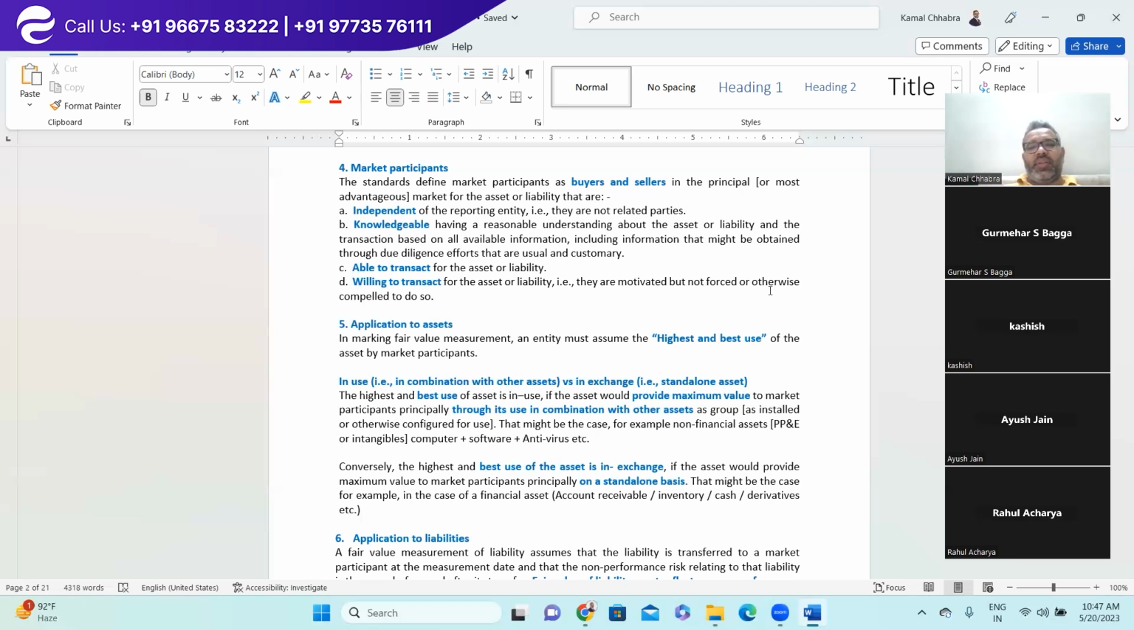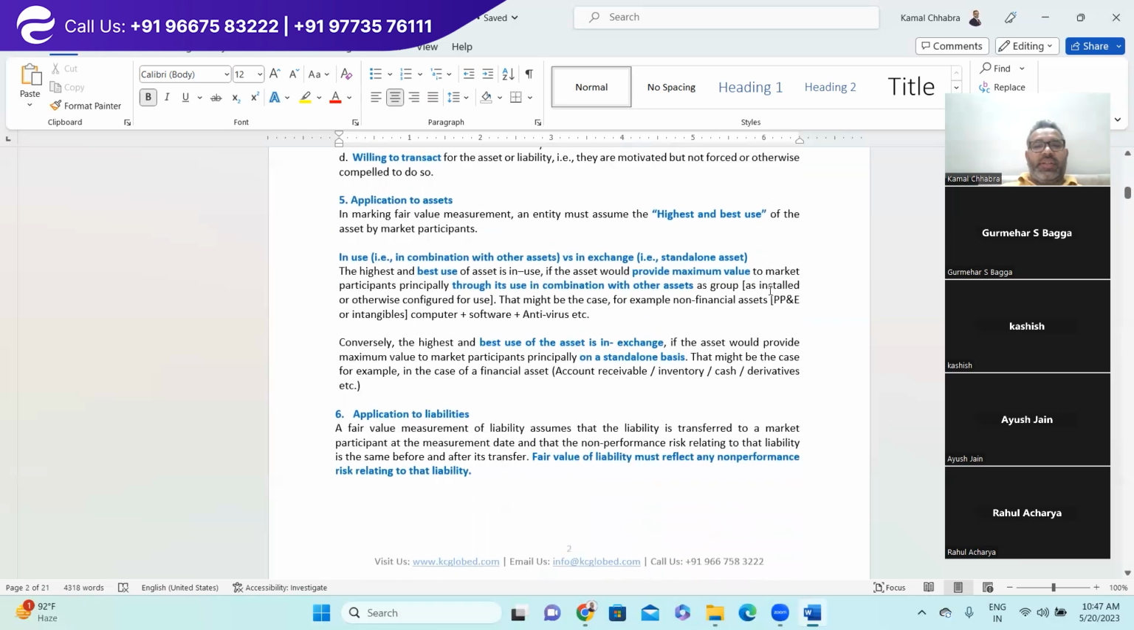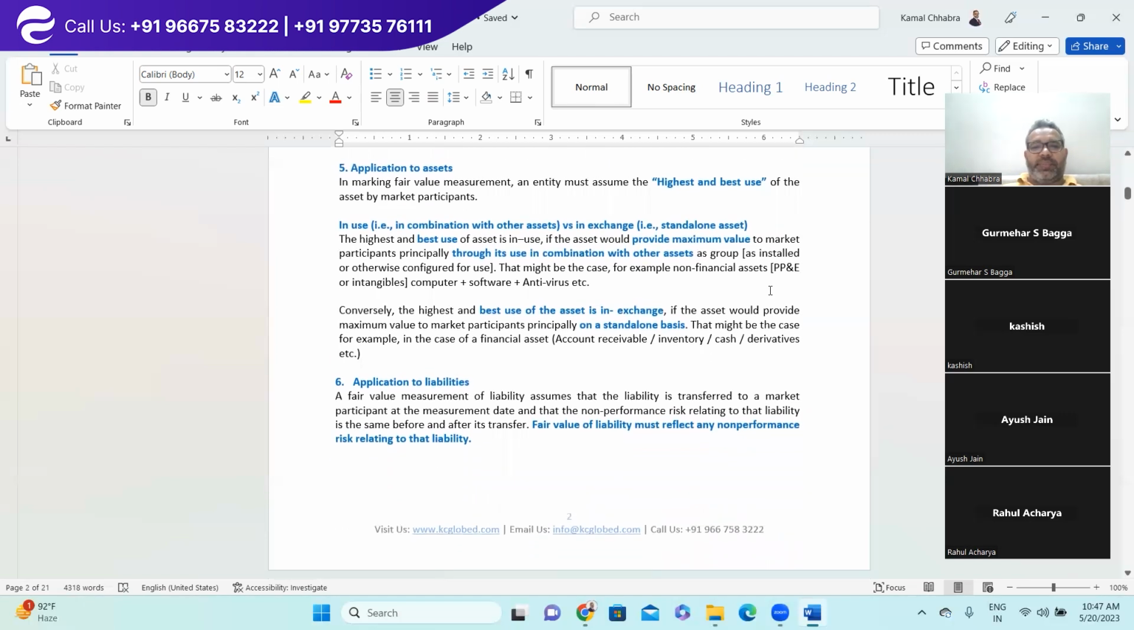So all those things need to be considered when you are thinking about market participants. Who are market participants? Buyers and sellers, right? And what is the quality of the buyer and seller? They should be independent, they should be knowledgeable, they should be able to transact, and they are willing to transact. Make sense? Yes, sir. Okay. Next one is application to assets.